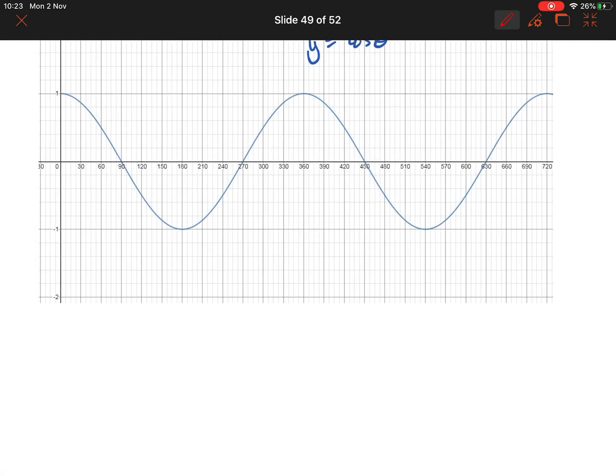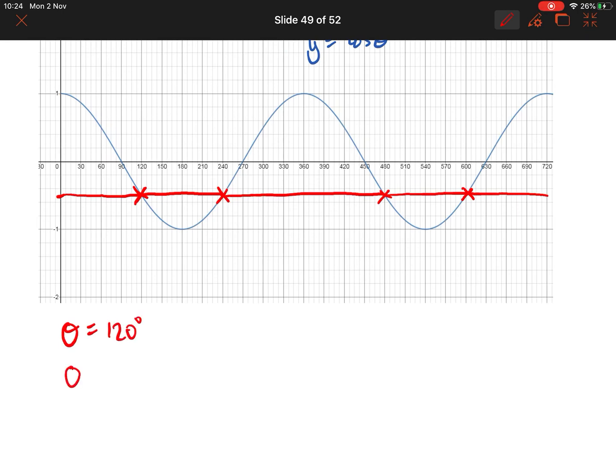Now, is that the only answer? Let's go to your cosine curve this time. Go for minus a half, that's there. And you see there is more than one. In fact, there's 4 again, 4 solutions within that range before we stop at 720. So there's one there, one there, one there, and one there. One of the angles is 120, we already know that. We can read off the others or use the symmetry of the curve.